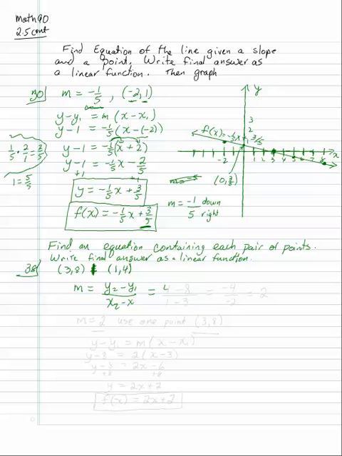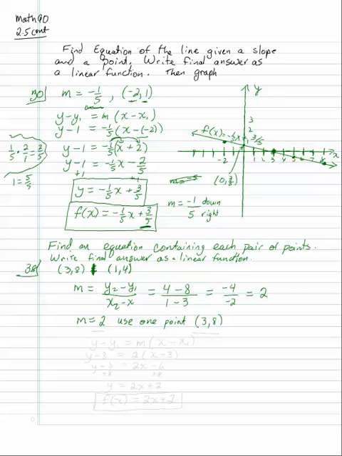So we plug in y sub 2 minus y sub 1 over x sub 2 minus x sub 1. Work that out. We get negative 4 on top, negative 2 on bottom. So our slope is 2. Now we have a slope, which is 2, and a point, and it doesn't matter which point you use. You can use (1, 4) or (3, 8). So let's use (3, 8).